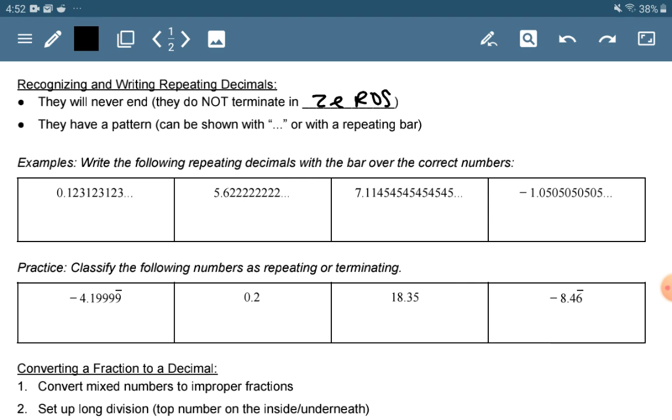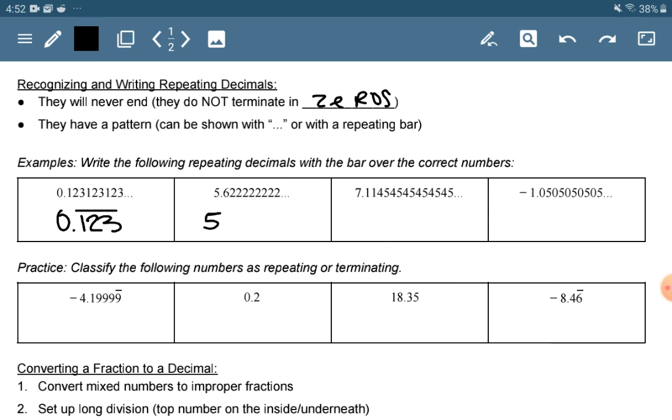In the next couple examples below, we're going to practice writing these decimals with the repeating bar over the correct numbers. In my first example, I have 0.123, and it keeps going. The pattern that was established is that the 1, the 2, and the 3 repeat. Since all of them repeat, I'm going to draw a repeating bar over all 3. The 0 does not repeat, plus it is in front of the decimal, so I'm not going to put the bar over that.